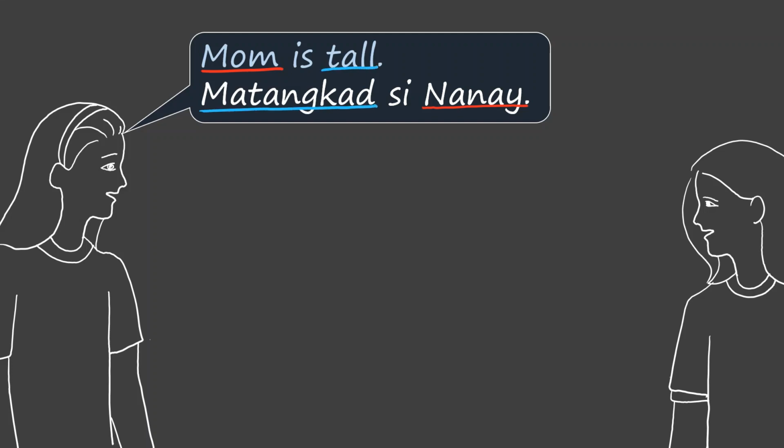Tall is matangkad. This is our adjective. In most of these sentences, the pattern you will see is that we start the sentence with the adjective followed by who is being described.